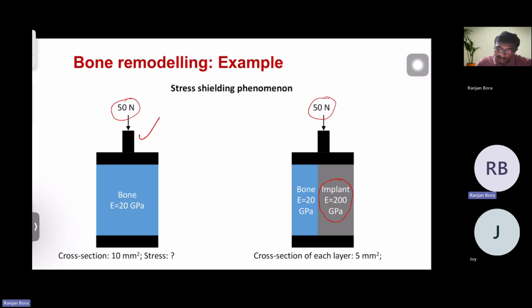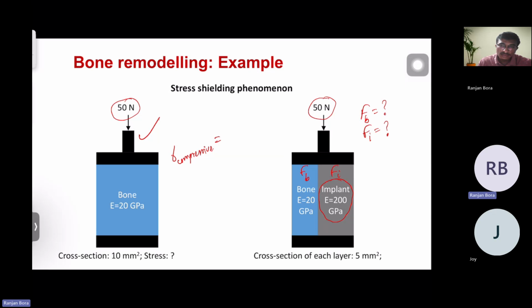Like if we assume that FB is the load carried by bone and Fi is the load carried by this implant. So what is FB and what is Fi? So first we need to find that, and also we'll find the stresses. So in the first image, 50 Newton is acting in the downward direction, means it is compressive load. So we will find out the compressive stress, sigma compressive.